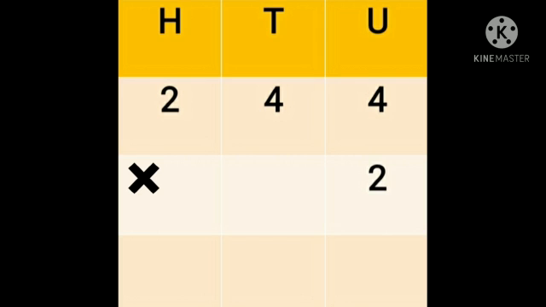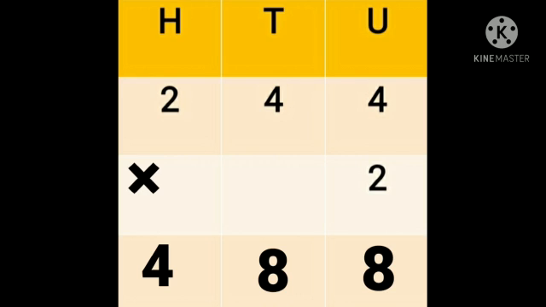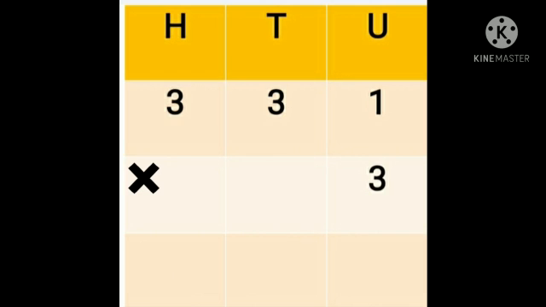2 fours is 8. 2 fours is 8 and 2 twos is 4. Therefore 244 multiplied by 2, the answer is 488. Moving on to the next.